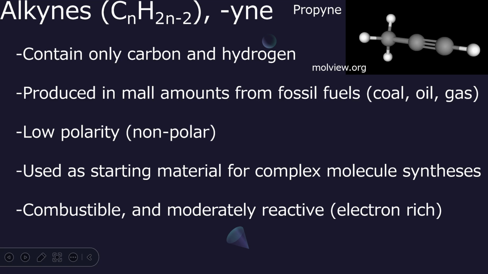These are produced in small amounts from fossil fuels. Again, you'll find a little bit of these maybe in coal, oil, and gas, but they are more rare than alkanes and alkenes. I think they have low polarity as well though, not much going on, non-polar. They can be used as starting material for complex molecule synthesis. Because they have that triple bond, it offers sort of a double space for additions. They're combustible as well and moderately reactive. The alkyne section is electron rich, very similar to alkenes.